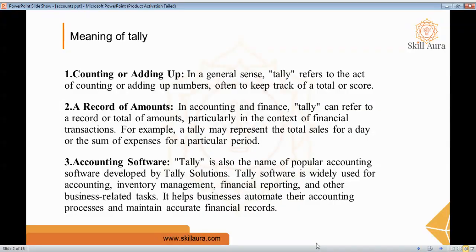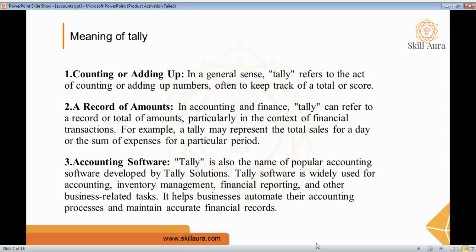And the next one is accounting software. Here, accounting software is also a name of a popular accounting software developed by Tally Solutions, which means Tally. This Tally software is widely used for accounting, inventory management, financial reporting, and other business-related tasks. So this helps the business automate its accounting process and maintain accurate financial records.